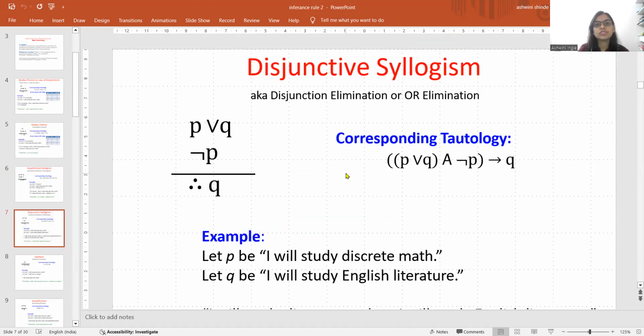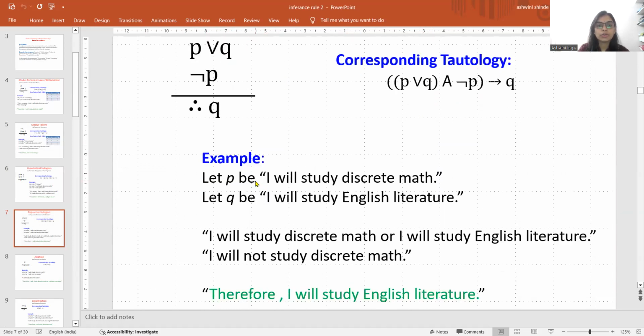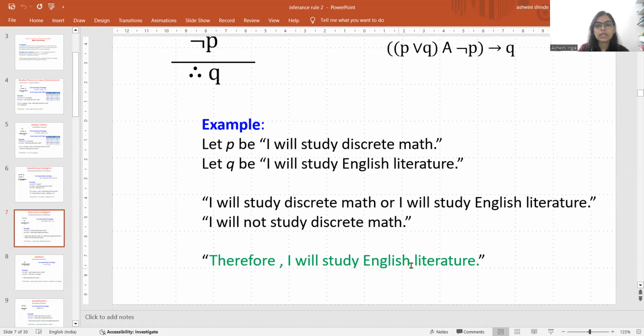Next rule is disjunctive syllogism, or we can say or elimination. Here two premises: P or Q and negation P. Using the same examples, you get the conclusion Q. So what will be the Q? I will study English literature.